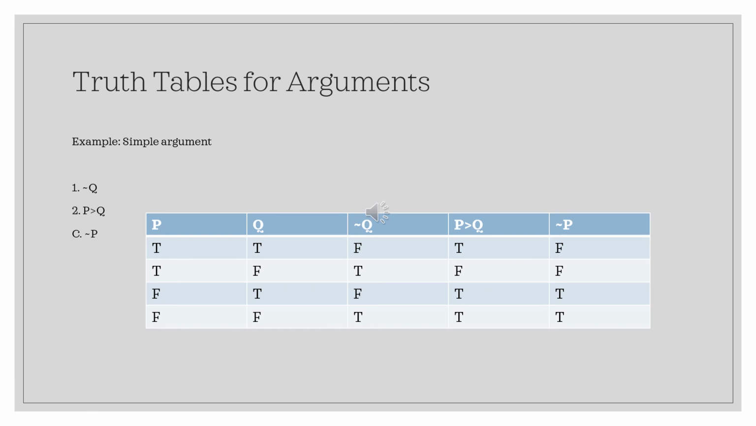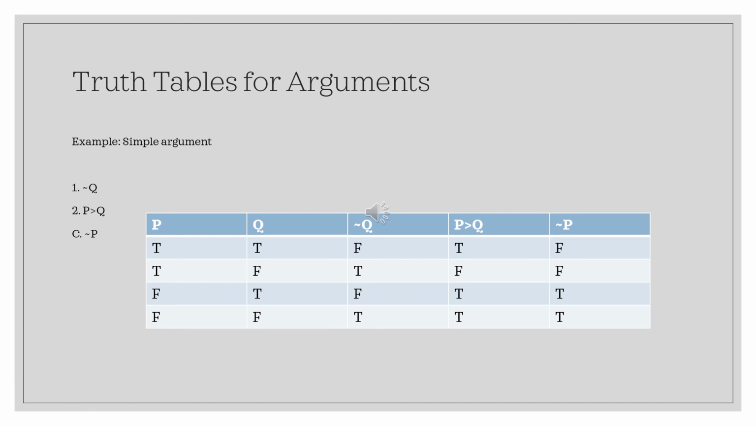And then finally, the conclusion, not P, we've just basically flipped the truth values from the first line of P. So we just end up with false, false, true, true. Now, basically, once you've finished filling out the truth table here, what you are finally looking for in order to determine whether or not the argument is invalid is to see if there's any situation in which the premises are true and the conclusion is false.